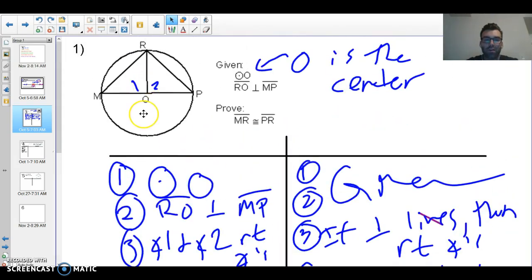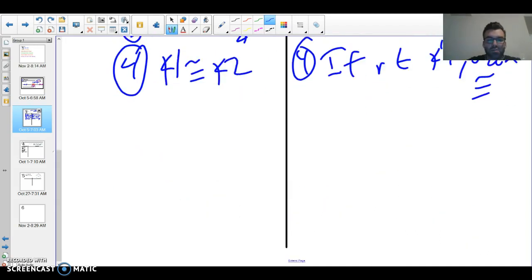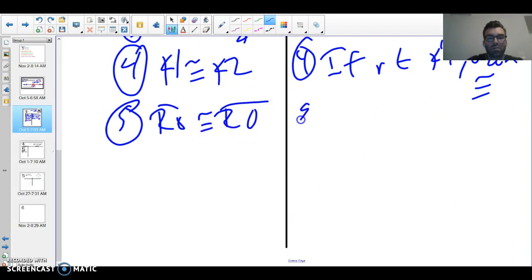If we're looking at our two triangles here, let's mark our picture. I know that these two are right angles. I know what you want to say, right? You want to say that RO is reflexive. So let's do that. RO is congruent to RO. Reflexive.